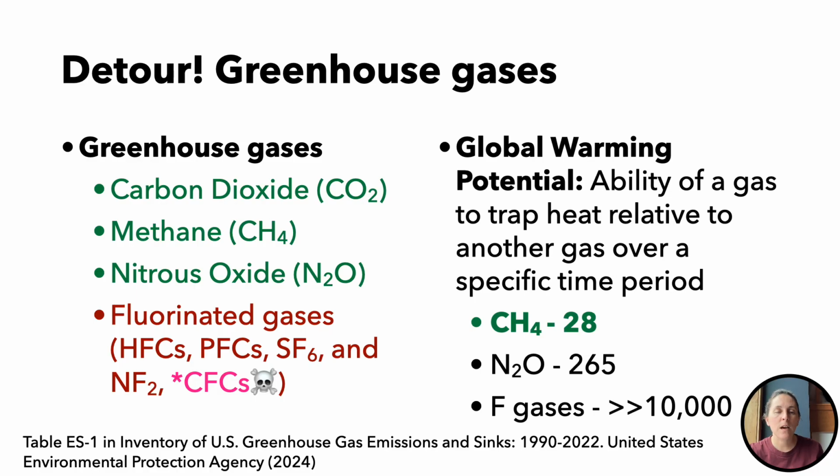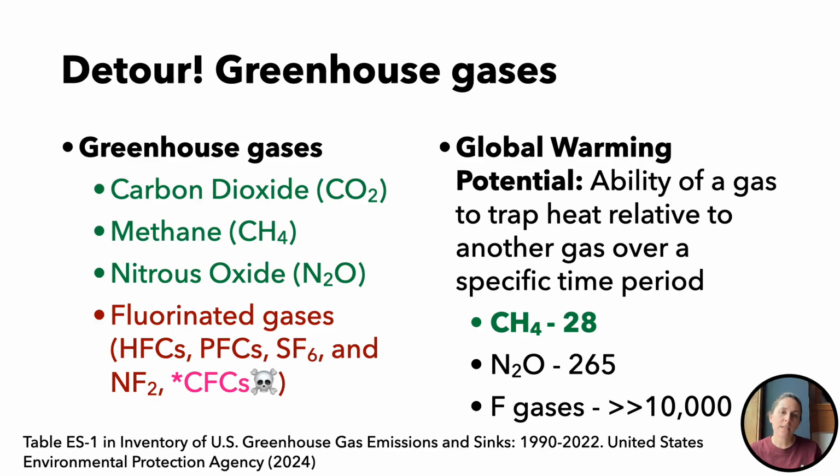And so for that, we have what's called the global warming potential. This refers to the ability of a gas to trap heat relative to another gas, such as carbon dioxide, over a specific time period, such as 100 years. That's kind of the standard. So what we have here is methane, CH4, has 28 times the trapping capacity of carbon dioxide. Nitrous oxide and the fluorinated gases are much higher. So you might say, well, why are we even talking about methane when there are far worse offenders? And I would say, well, methane is part of our food story. Nitrous oxide and the fluorinated gases are not.